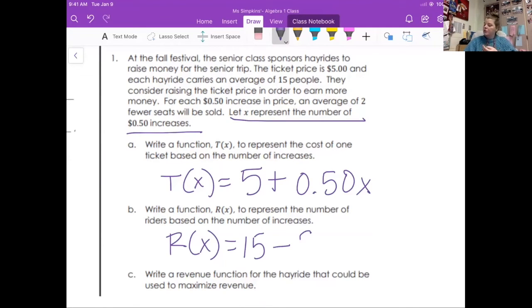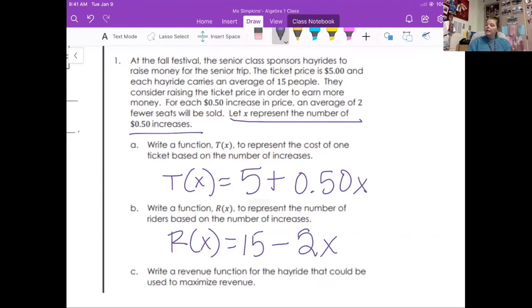2 fewer. So 2X. And X again represents the amount of times we increase the price. So every time we increase the price, 2 fewer people are going to ride the ride. So hopefully we don't increase the price 10 times, because what happens if we increase the price 10 times? There's a negative amount of people riding the ride, okay? So we have to find the area where it's going to give me a maximum.